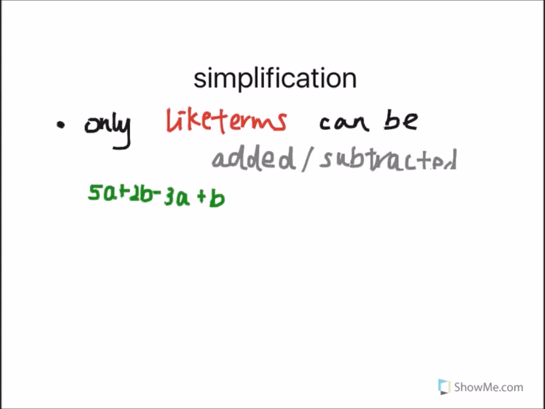It's very important to know that when you're adding or subtracting terms, only like terms can be added or subtracted. Like terms means terms with the same variable. So if we look at this example, 5a plus 2b minus 3a plus b, we see that there are two variables in this expression, variable a and variable b. All the terms with variable a are like terms, and all the terms with variable b are another set of like terms.